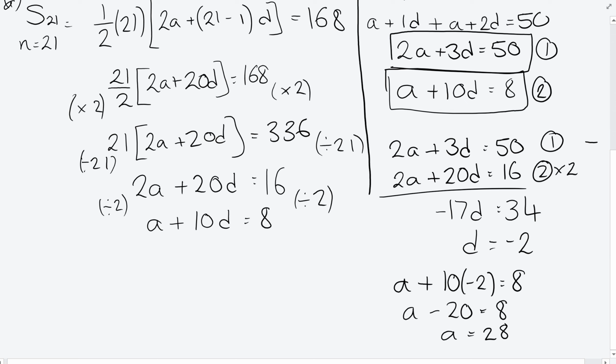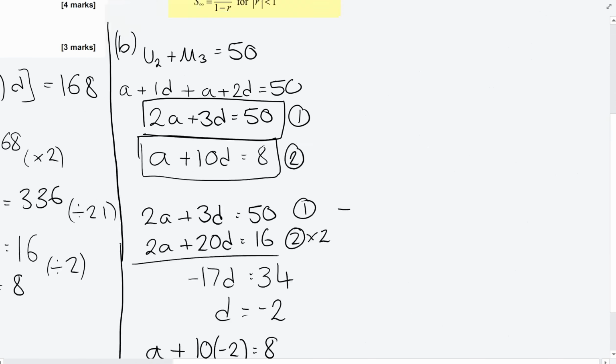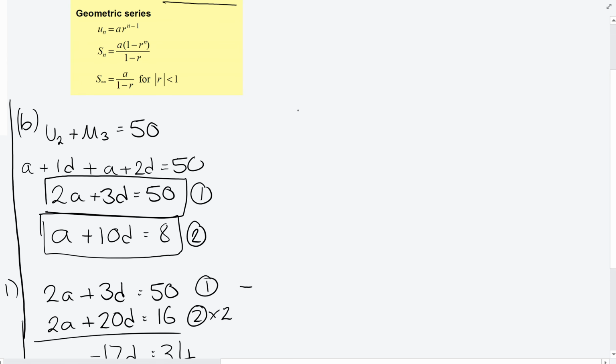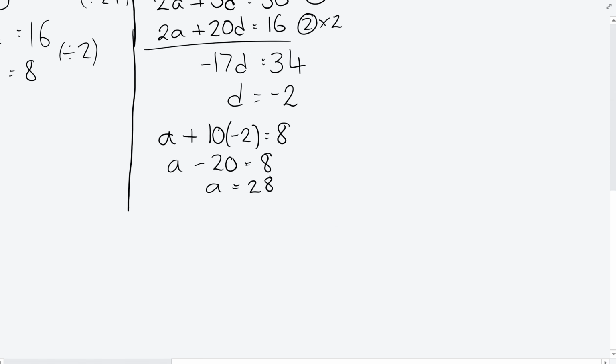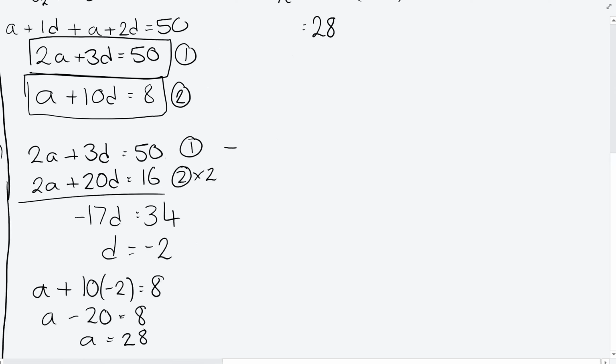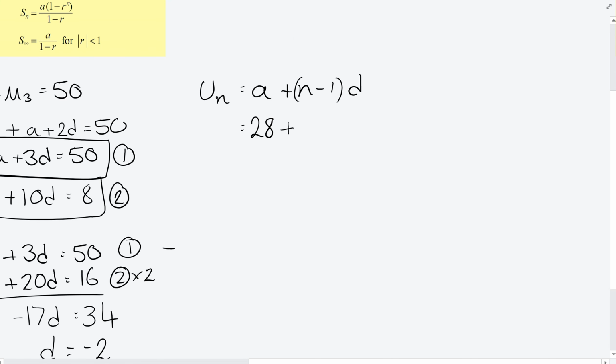So now I've got my information for my equation for UN. So let's just keep this coming down here. We're going to go over here. So UN for arithmetic series, make sure we're looking at the right one, A plus n minus 1 D. Now we just found out that A is 28, so that was down here when we subbed it in, and D was minus 2. So I'm doing plus n minus 1 times by minus 2 equals UN.